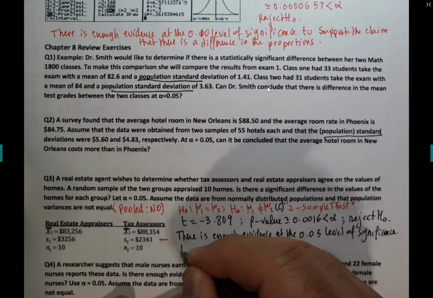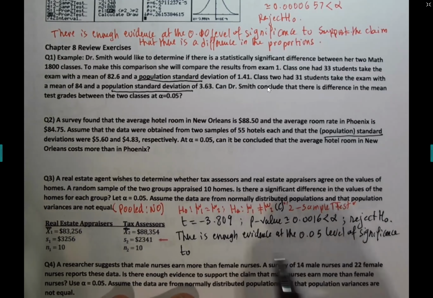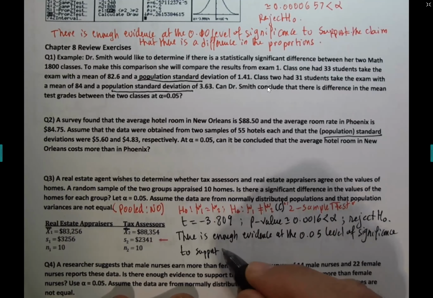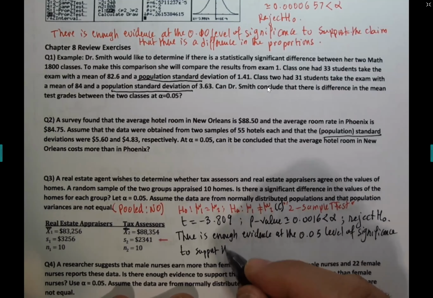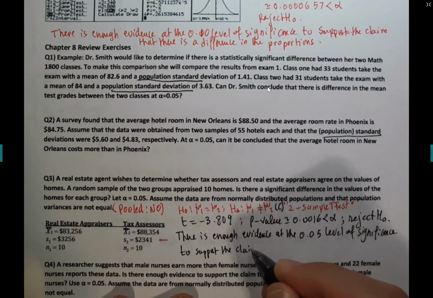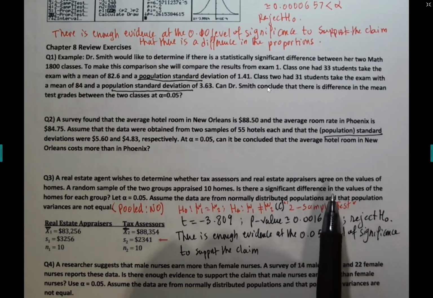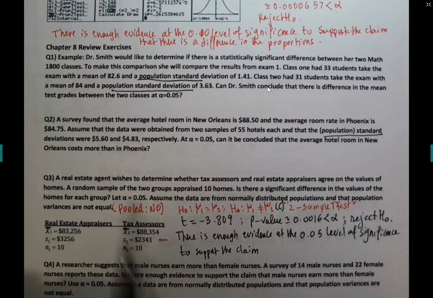to what? The claim is in H1, HA. So the word will be what? Support the claim. And just copy and paste the claim that there is significant differences in the values of the homes for each group. You know, tax assessors, they try to raise the value of the home because they want to charge us more taxes. So I agree that there is always a difference between the two.